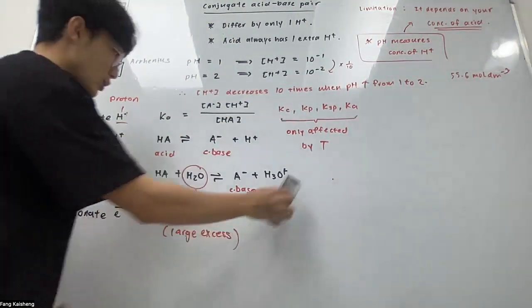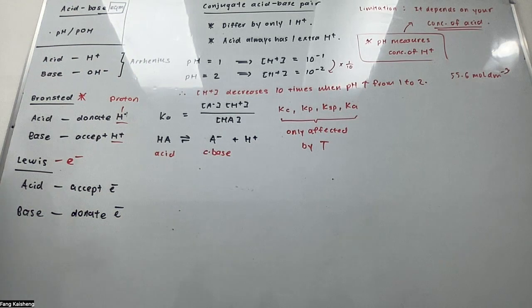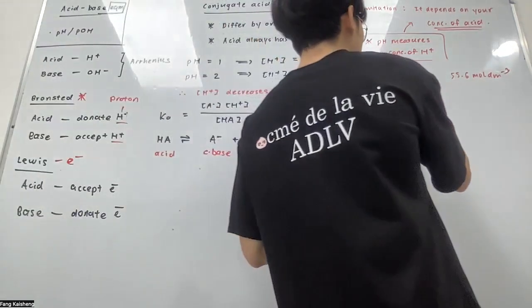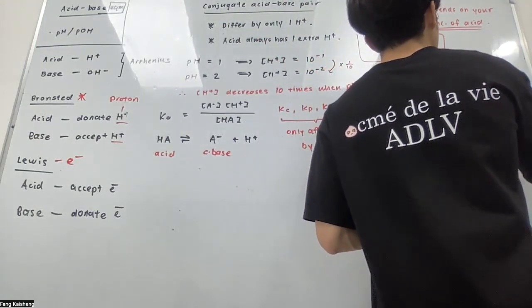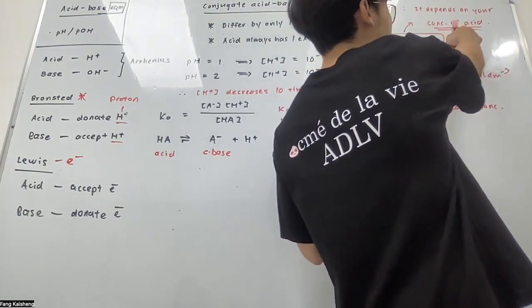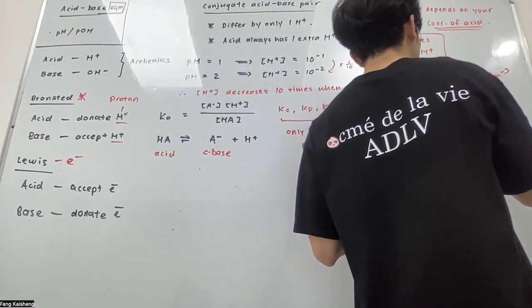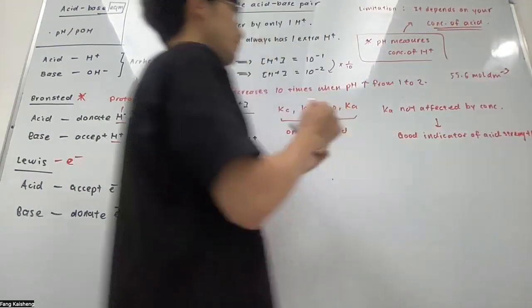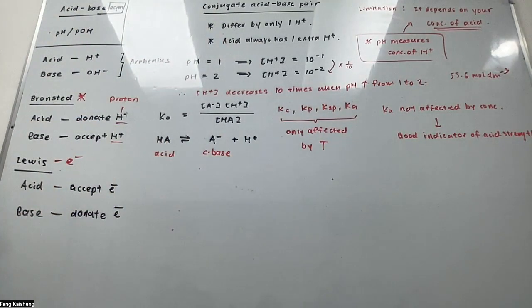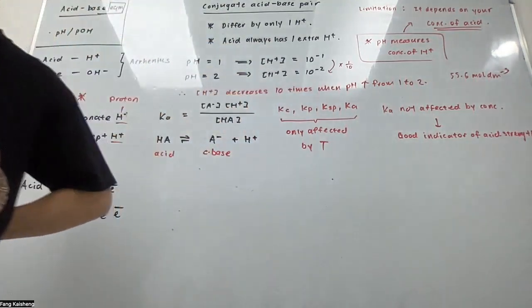Let's take a look at the top equation. Let's remove this. You can take this down at the side also: Ka is not affected by concentration. So going back to our problem just now, we've already eradicated that. So it is a good indicator of acid strength. The problem was concentration. We shall get rid of the problem now. So we get something like this.